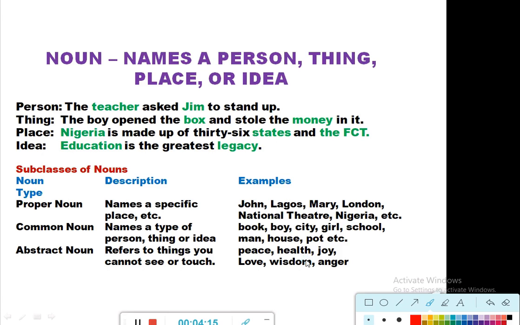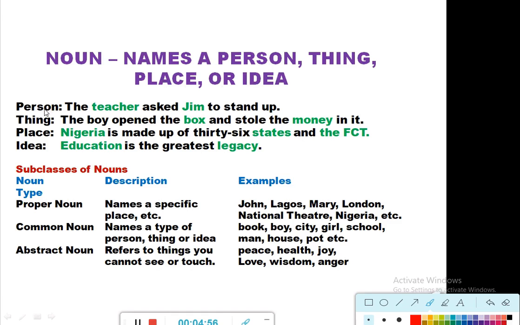So we shall proceed to look at this one by one, although in this particular video we shall be giving you an overview of what each part of speech is all about. In subsequent videos we shall take the parts of speech one by one and go into greater detail to discuss them. Now, a noun, as earlier mentioned, names a person, thing, place, or idea. That's what a noun does in a sentence.